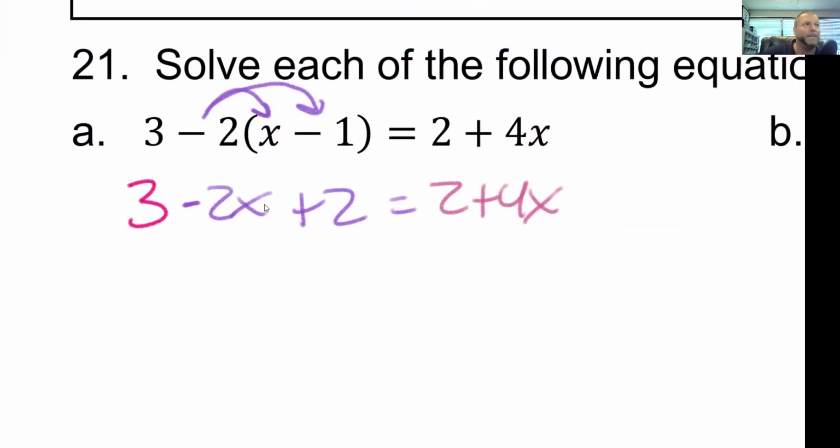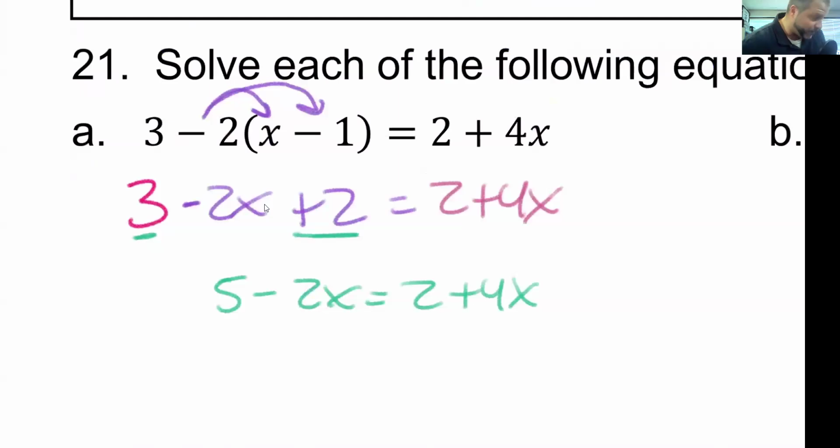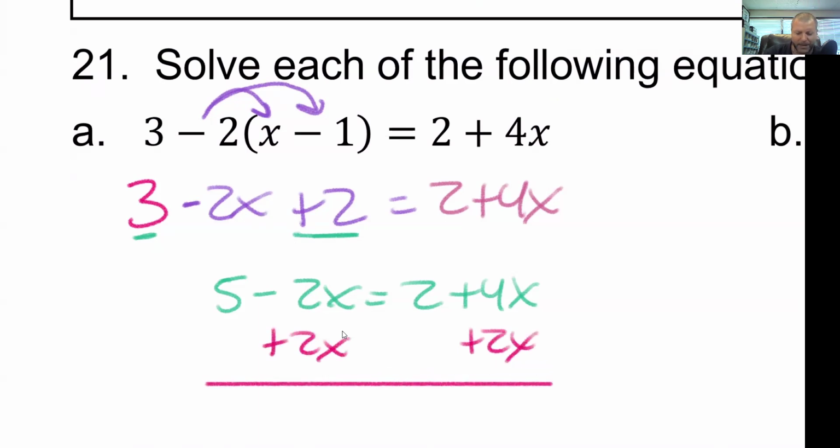So now let's combine like terms if we're moving stuff around. I have a 3 plus 2. So I have a 5 minus 2x, 2 plus 4x. I always like to move my smaller value of x over to the larger side. So I would say, well, what's smaller, -2 or +4? -2 is, so I'm going to move this over because I'm a fan of working with positive numbers.